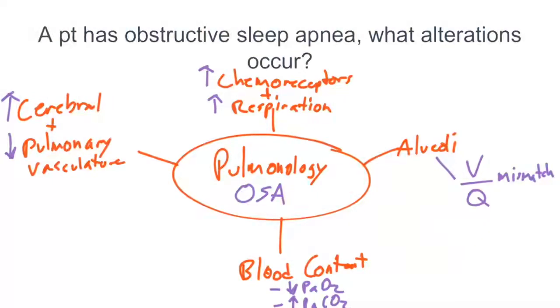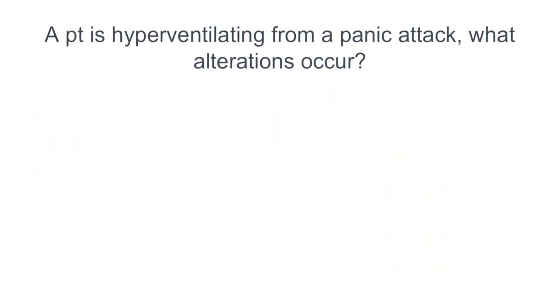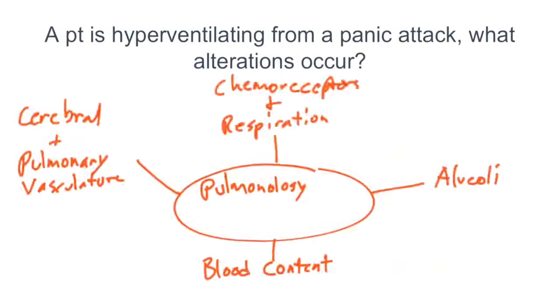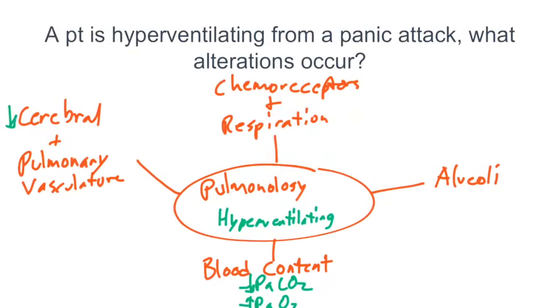So let's do another example. Let's say a patient is hyperventilating from a panic attack. What alterations will occur? If a patient was hyperventilating, we can assume that the partial pressure of carbon dioxide has decreased, and their partial pressure of oxygen probably hasn't changed a lot. It may have increased a little bit, but not nearly as much as the carbon dioxide has decreased. And the decreased CO2 would cause a relative constriction of the cerebral vasculature, and so you would get decreased cerebral perfusion in this patient, and this can give them symptoms of dizziness or even syncope. The pulmonary vasculature would do just the opposite and experience a relative dilation.